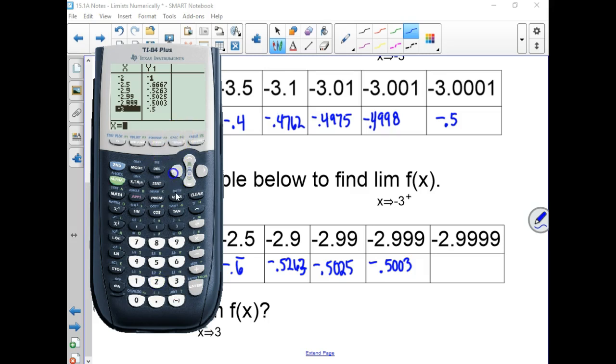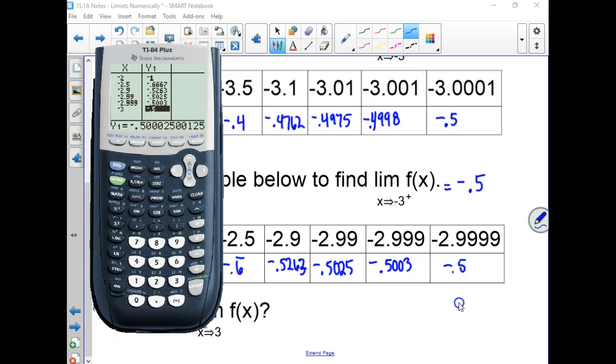All right, let's see. Negative 2.9999. And it actually makes it to negative 3 and negative 0.5 here, but if you go up and highlight either of those, it's not actually, it's just the calculator ran out of room. This is really 0.500025. So we're not quite to negative 0.5, but it looks like we're getting closer and closer and closer to negative 0.5, right? So based on this information, my best guess would be that the limit as x approaches negative 3 from the left is negative 0.5.